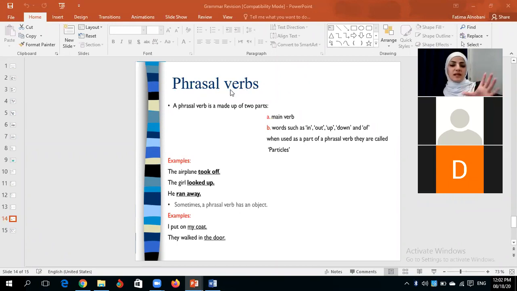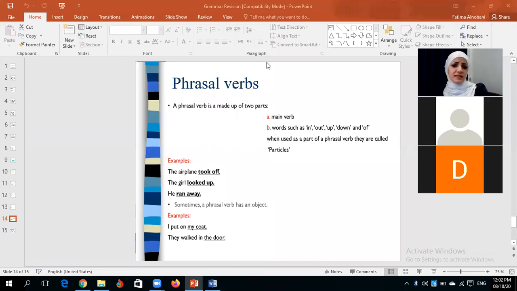So basically, phrasal verbs and prepositional verbs are the same thing. There's a minor difference and there's a main difference. The main difference is that you can divide the phrasal verb and put a subject in the middle between the verb and the particle, while in the prepositional verbs, you can't divide the verb from the preposition. They're stuck together. Otherwise, you won't have a clear meaning for the phrase.